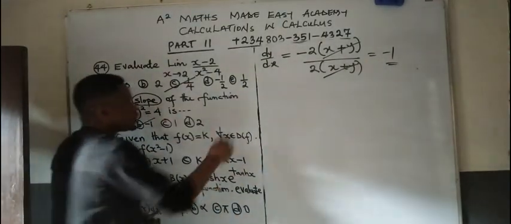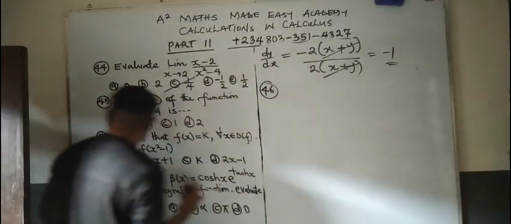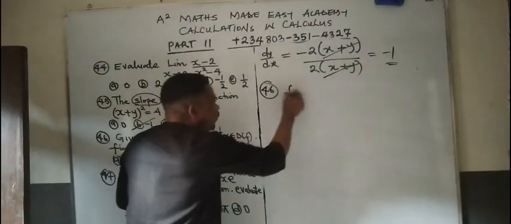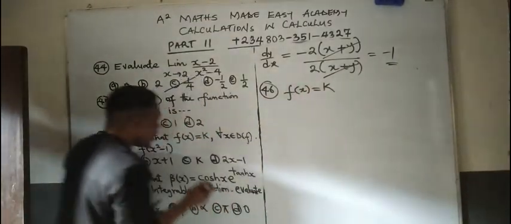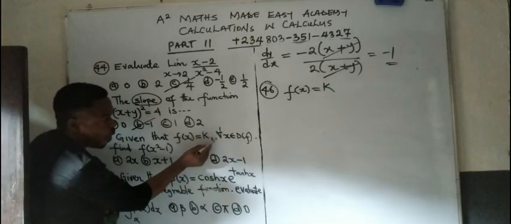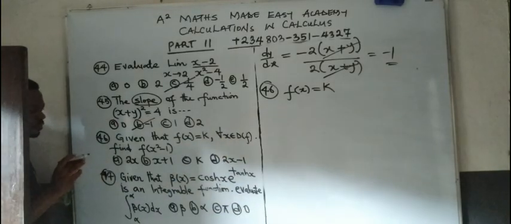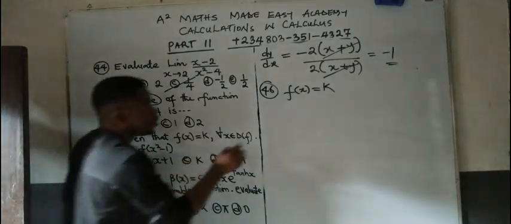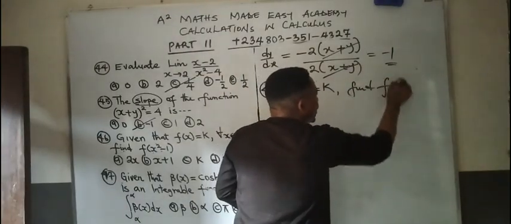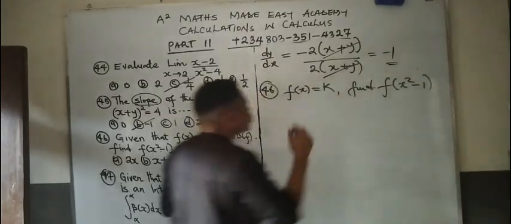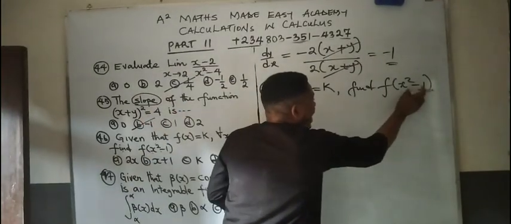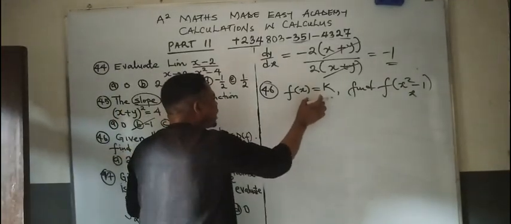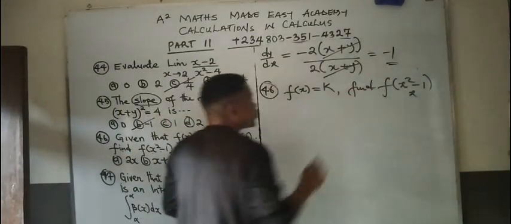What did I say? Question number what? 46. What is the question? Look up. Given that f of x is k, and this thing says for all x is a member of the domain of f. The question now says find f of x squared minus 1. We should find f of what? x squared minus 1. I want you to think critically. This thing that you're seeing inside here is the value of x. So which means in the equation, anywhere we encounter x, remove it and introduce x squared minus 1.